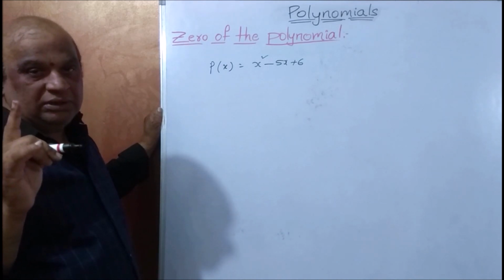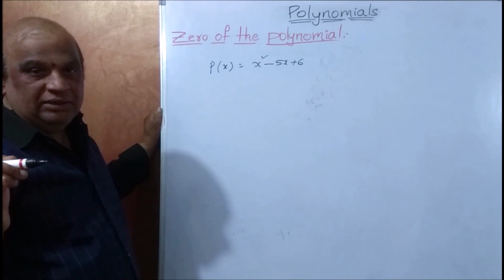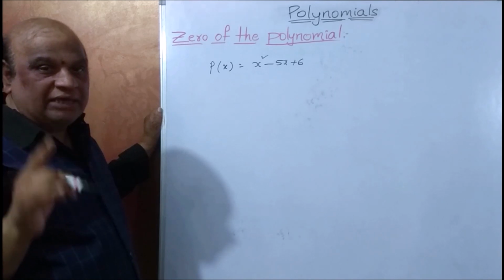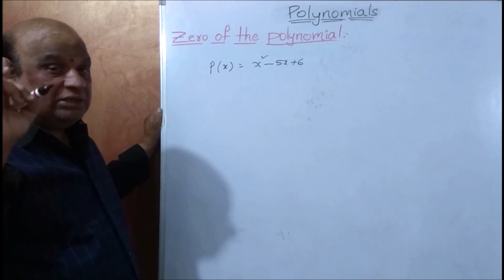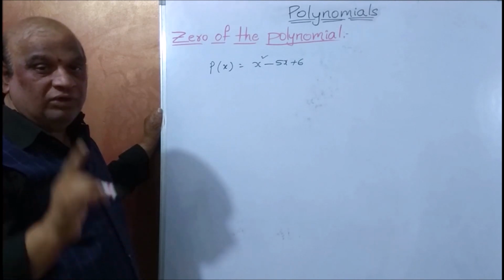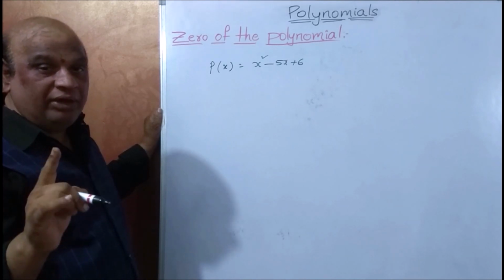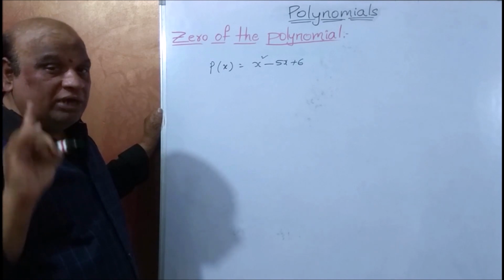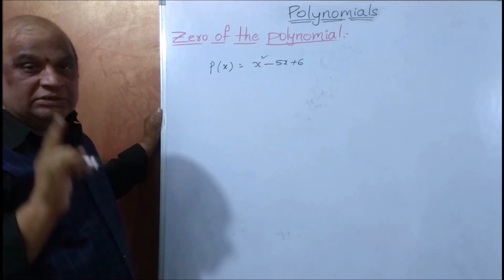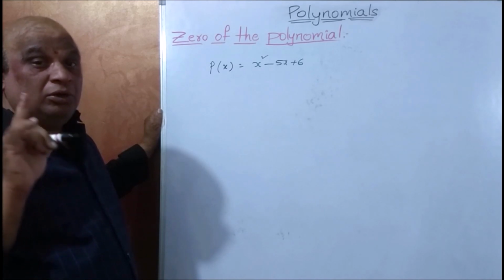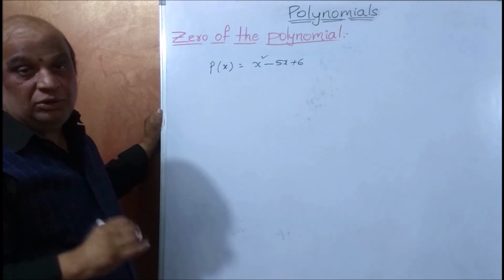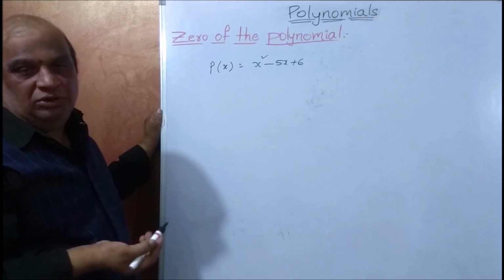You recall, x plus 8. It has the x value minus 8 only, because that is a first degree polynomial. A first degree polynomial has only one zero. A second degree polynomial should have 2 zeros. How to find these zeros?